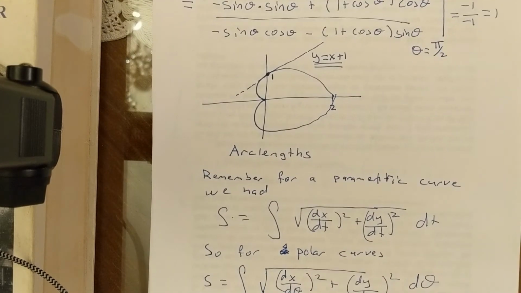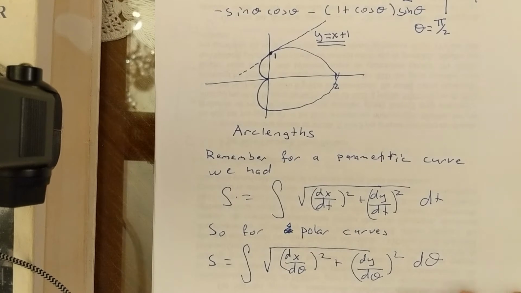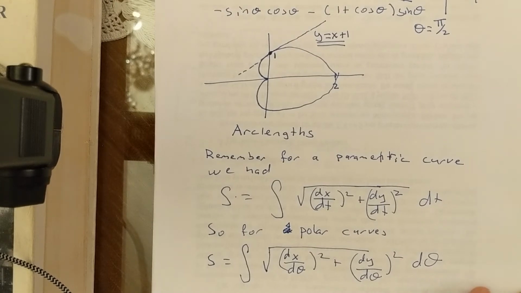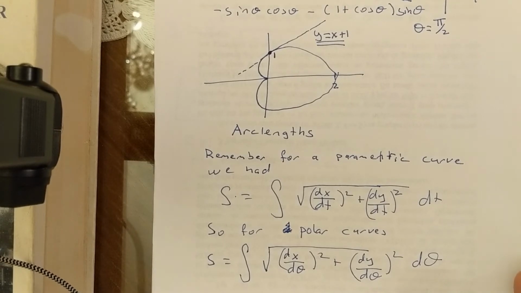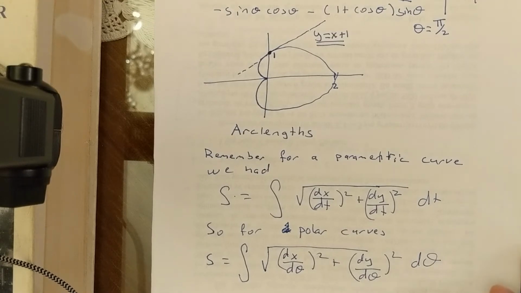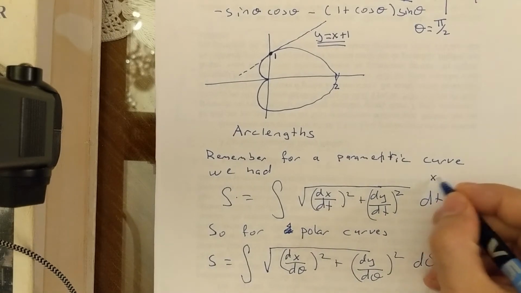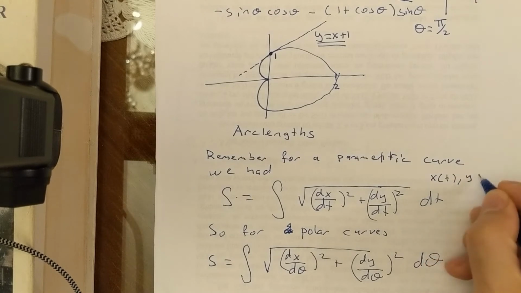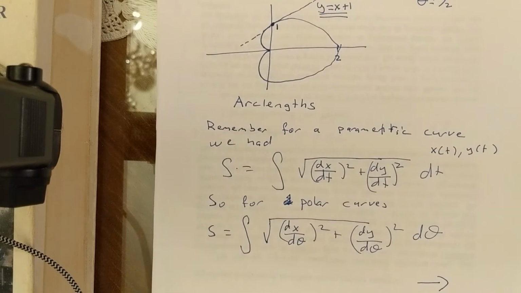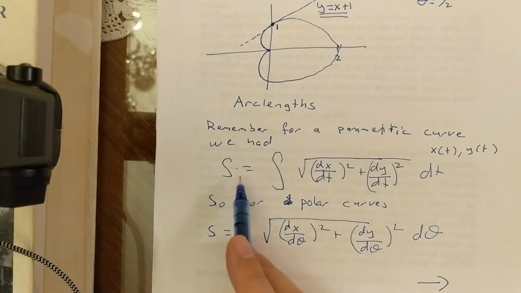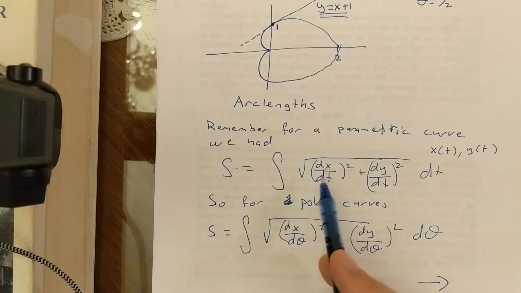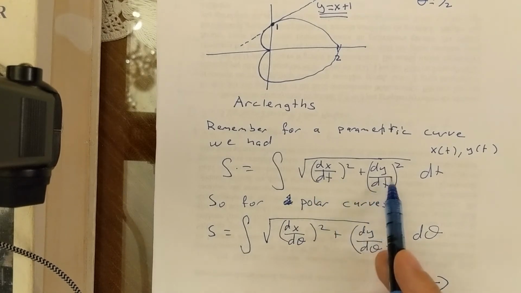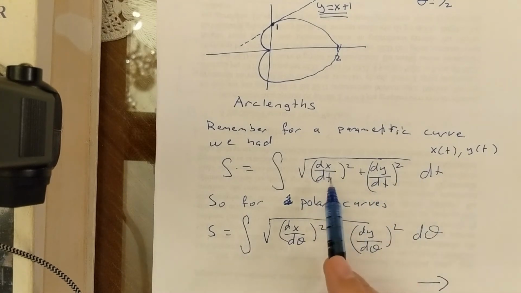I want to go over one more subject today very quickly, and that's arc lengths when we're dealing with polar curves, the arc lengths of polar curves. Now, you might have seen this before. I usually talk about this in class before we do polar coordinates. So when you have a parametric curve, when x is a function of t and y is a function of t, okay? The arc length s is the integral of the square root of dx/dt squared plus dy/dt squared, times dt, okay?